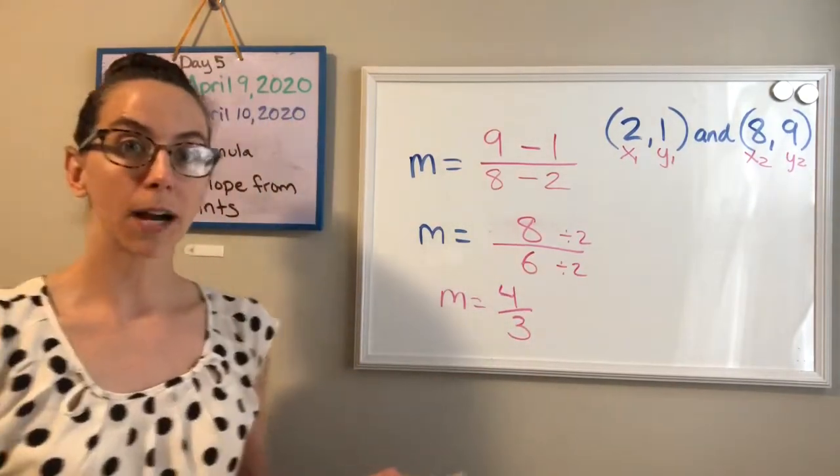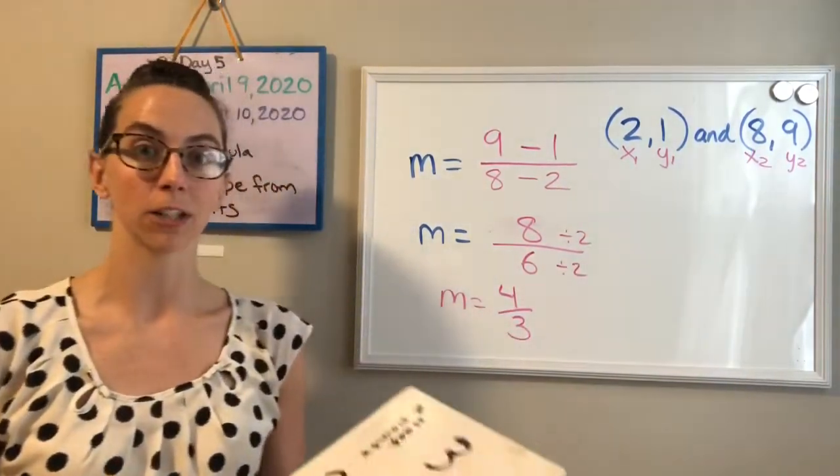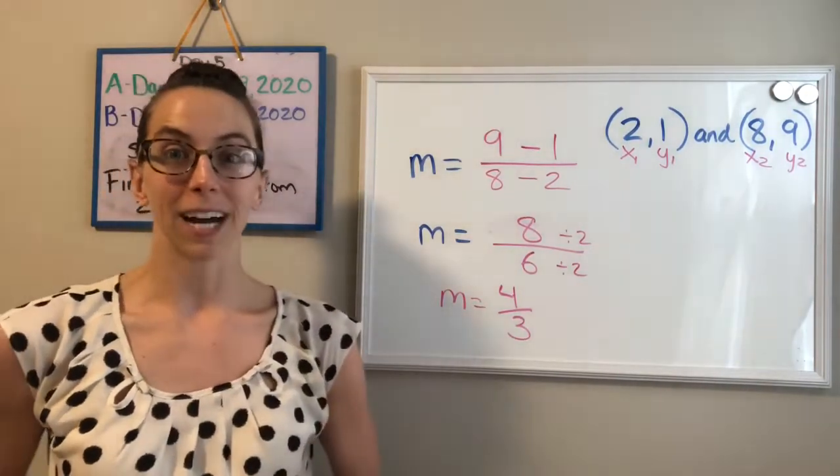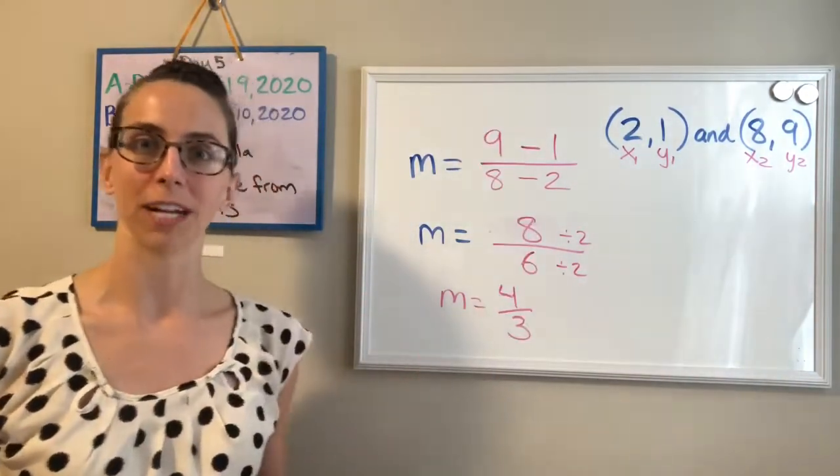So the line passing through these 2 points has a slope of 4 over 3, which means I can tell that it is a positive slope because of the answer I got.